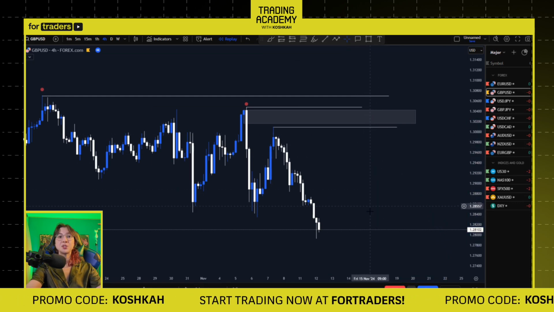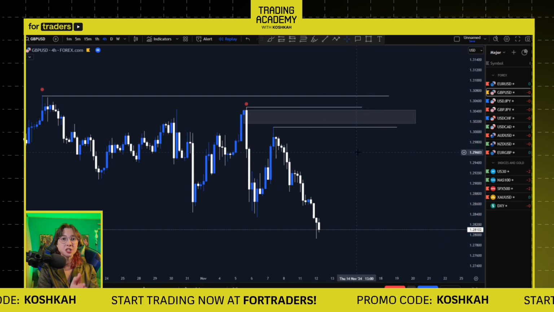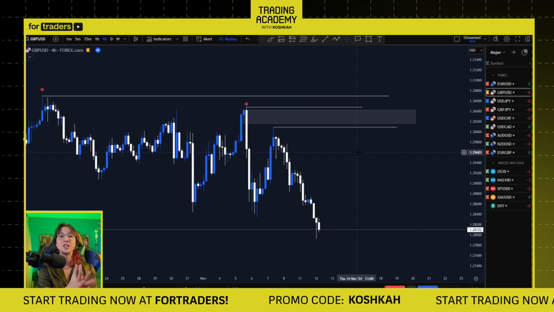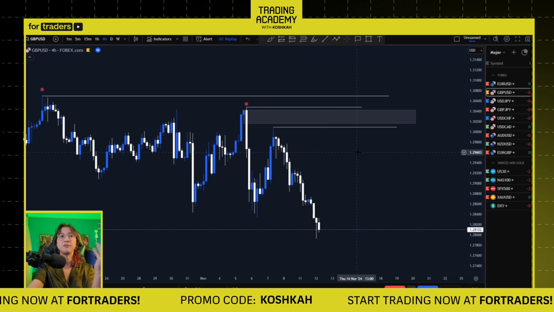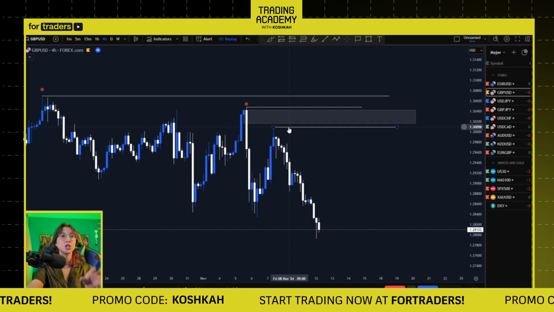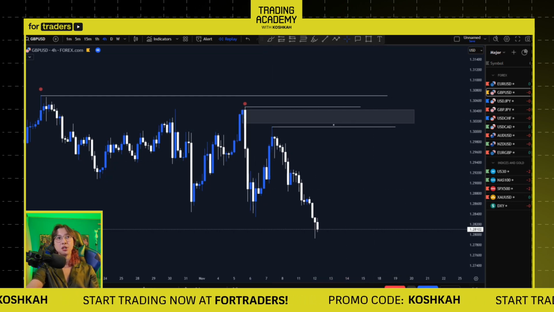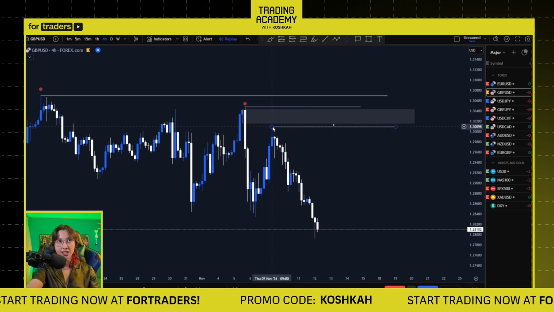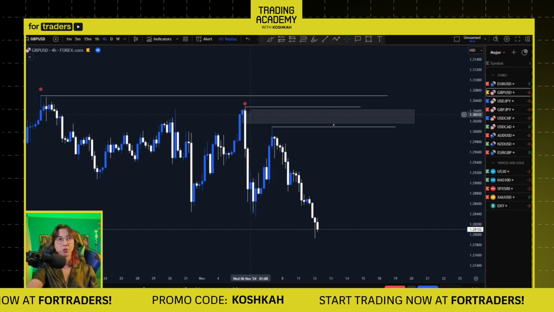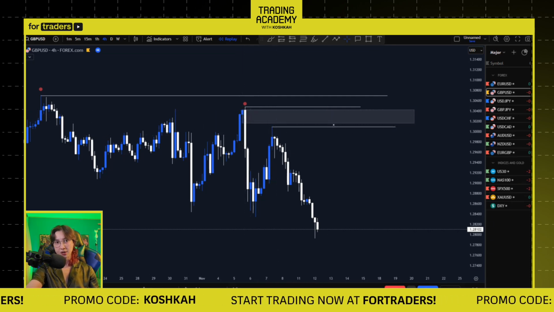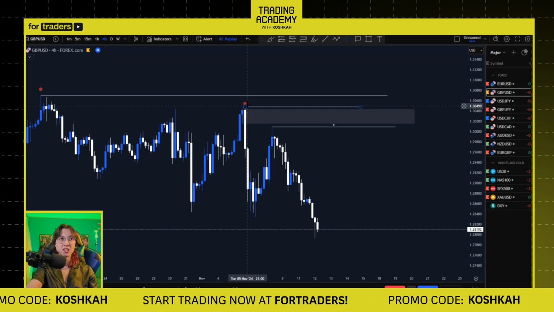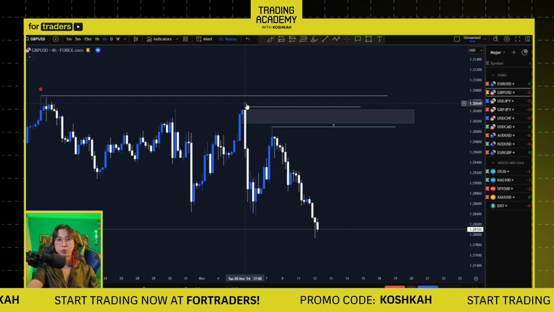Now I also talked about the inducement. Inducement is basically where there is resting liquidity, so available liquidity, close to a POI. For example, this would be some inducement, as this is some liquidity that is situated close to a POI. So basically it's the same thing as resting liquidity, but close to a POI.